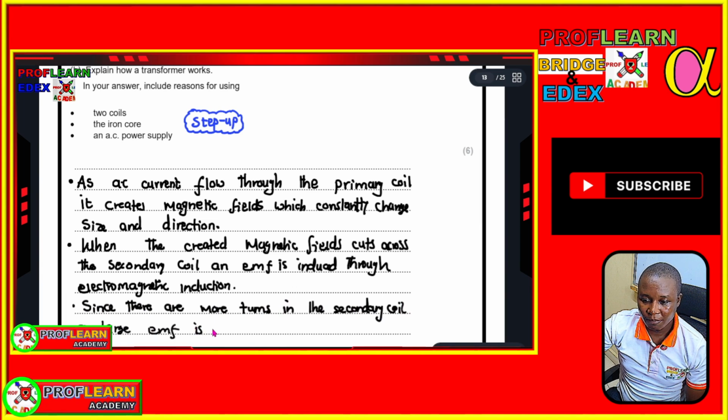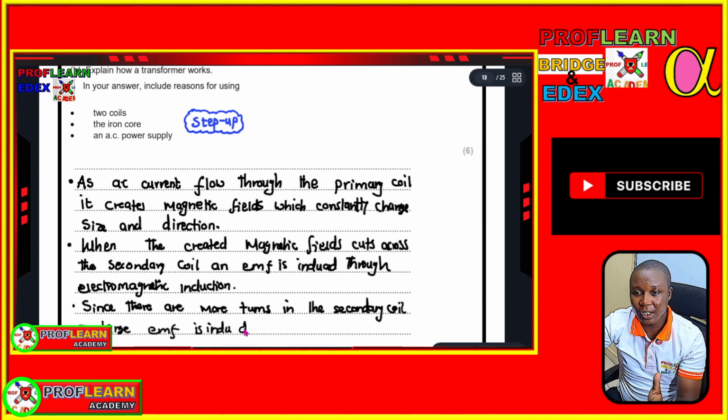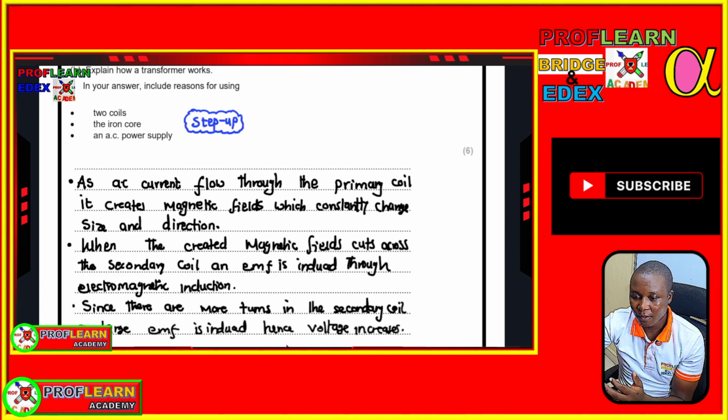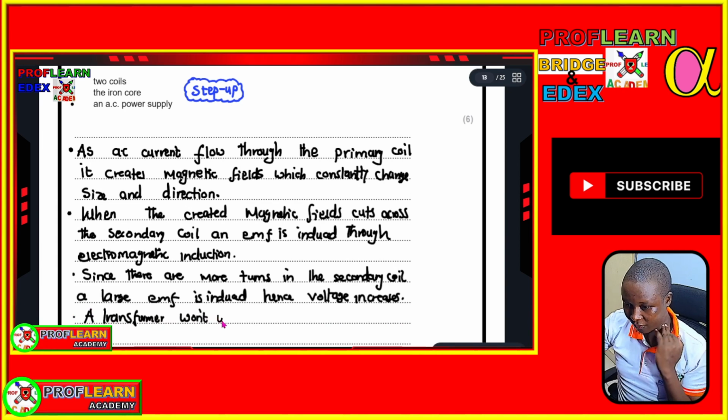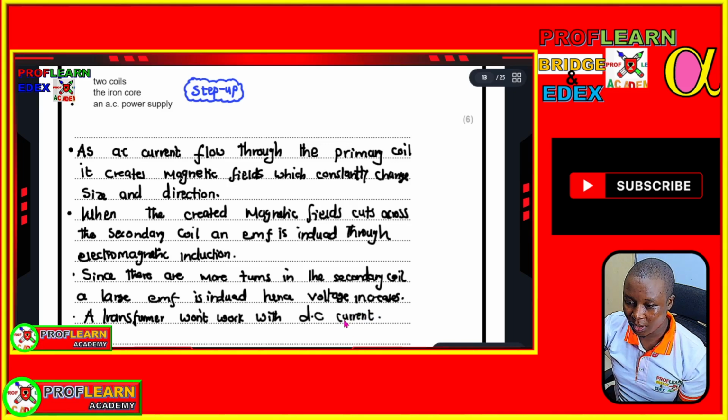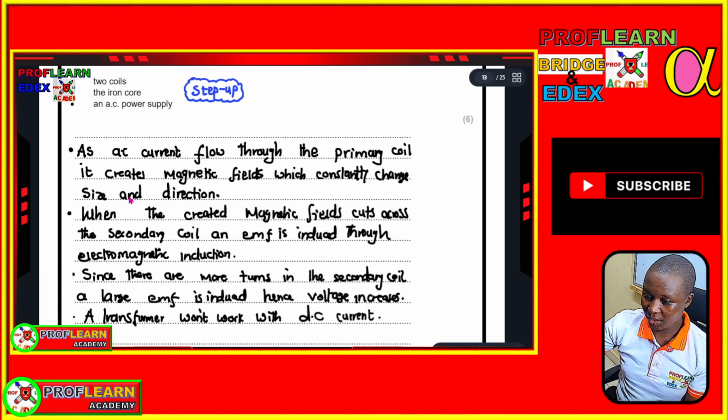Did we mention that since we have more turns in the secondary coil, there will be a larger induced voltage in the secondary coil, thus a step up transformer? Yeah, so don't forget that transformers don't work with steady direct current, because it doesn't create magnetic fields which are constantly changing size and direction.